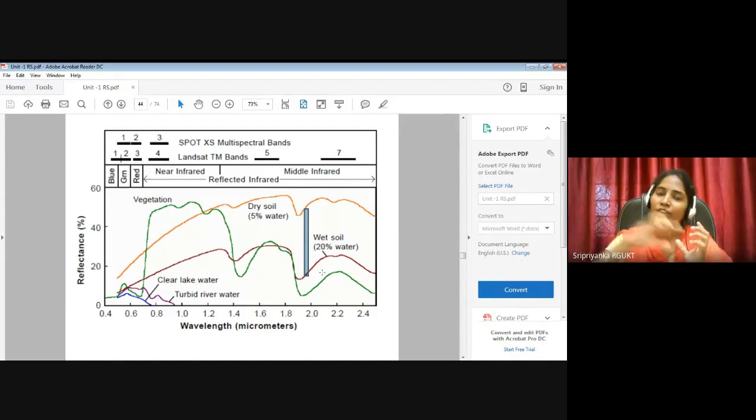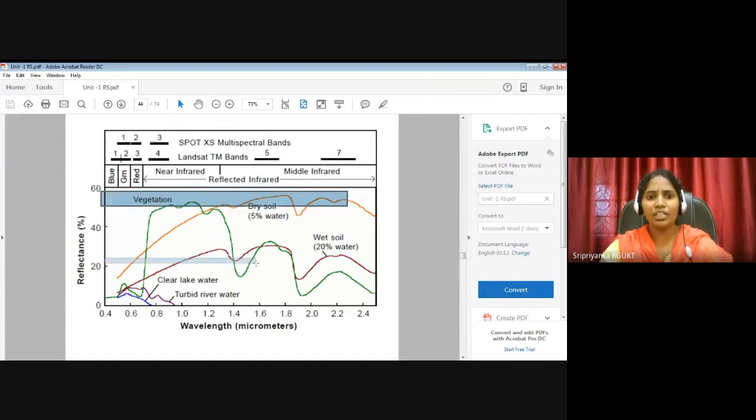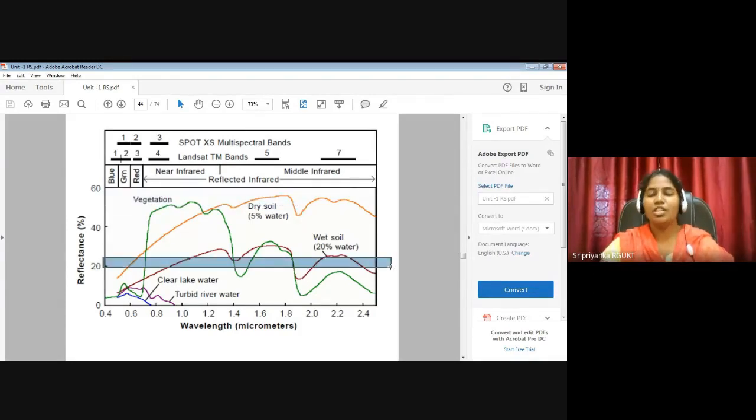If you observe the curve, the shape and the trend are more or less the same. But the reflection value is a little changed. You see the percentage, here it is somewhere around 50%, and here it is only 20 to 30%. So the percentage of reflection has some change in the number, but the trend or the pattern it follows is more or less the same.